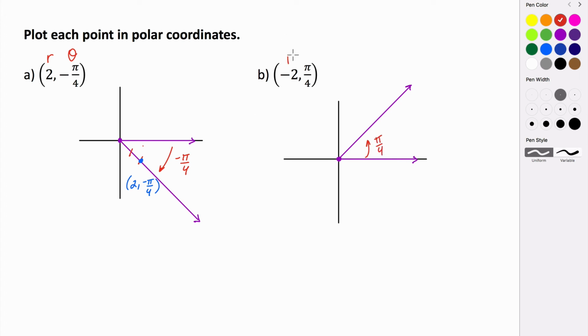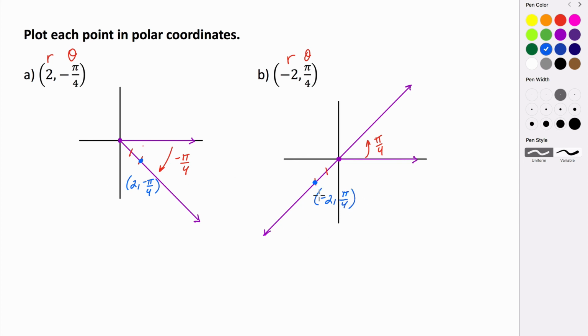And now because r is a negative value, we basically take our terminal side and we have to extend it in the opposite direction. We turn it from a ray into a line. So we have to go backwards this direction. And with it being negative, normally if it's positive, we extend in the direction of the terminal side. But if it's negative, we extend in the opposite direction. So it goes back 2 units. So this point here is our point in B. So it's negative 2, pi over 4.